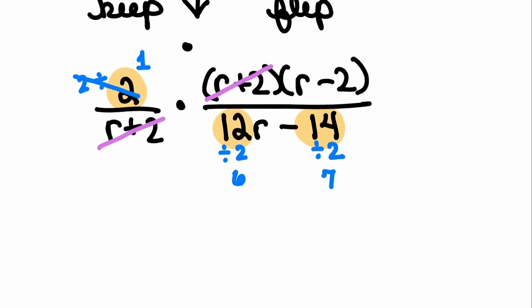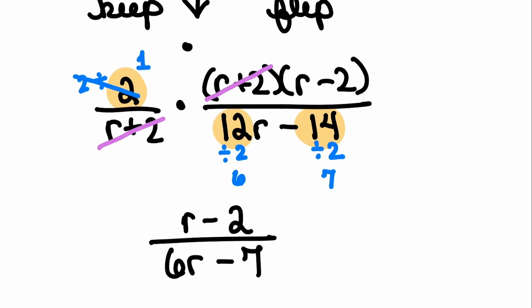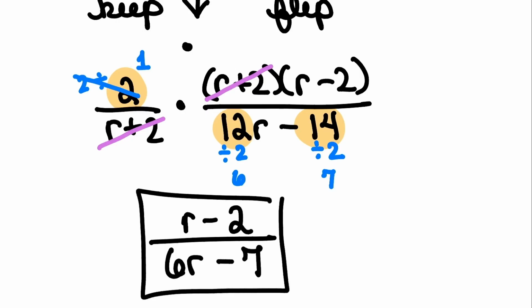So in our numerator, we're going to have 1 times r minus 2, and in our denominator, we're going to have 6r minus 7. And that is our final answer.